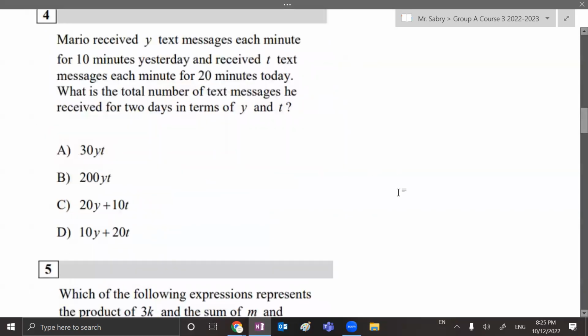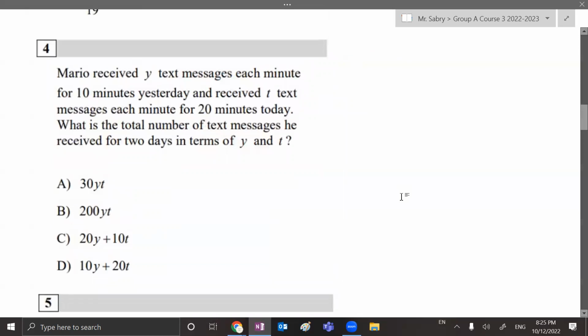Now number 4 says: Mario received Y text messages each minute for 10 minutes. I'll stop here. Before I read the rest, when it says Y text messages each minute for 10 minutes, that means 10 times Y, as we said, because it's happening each minute. So the Y is multiplied by the number of minutes.